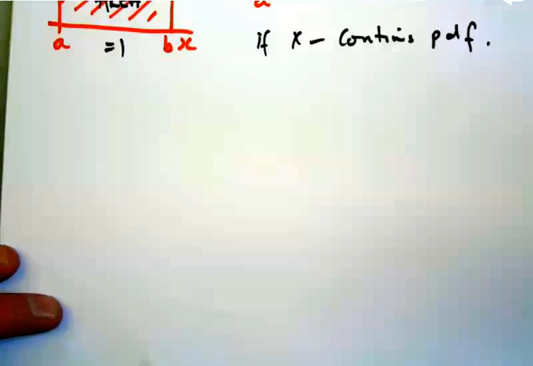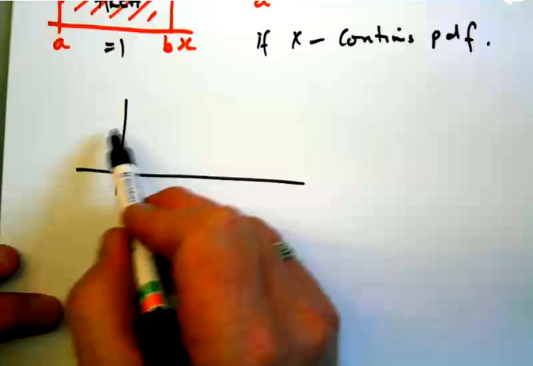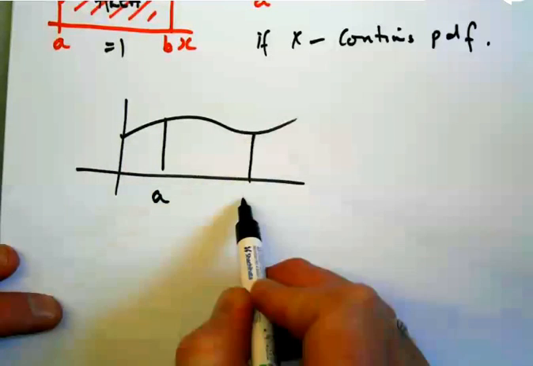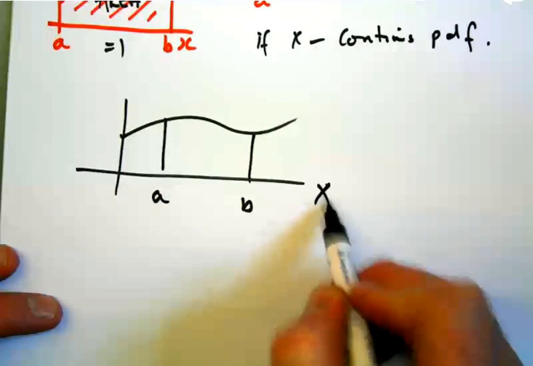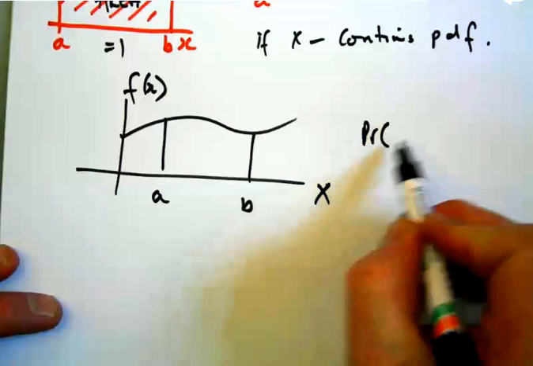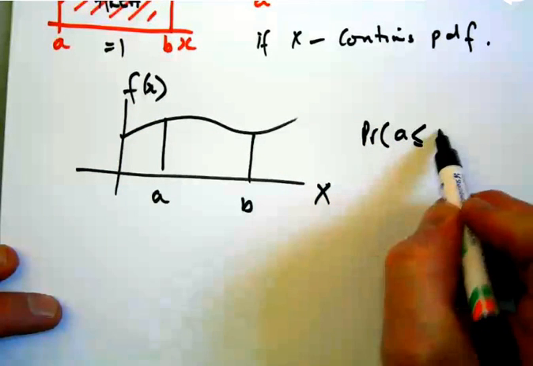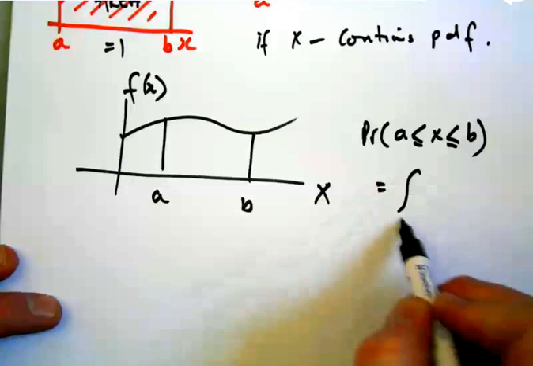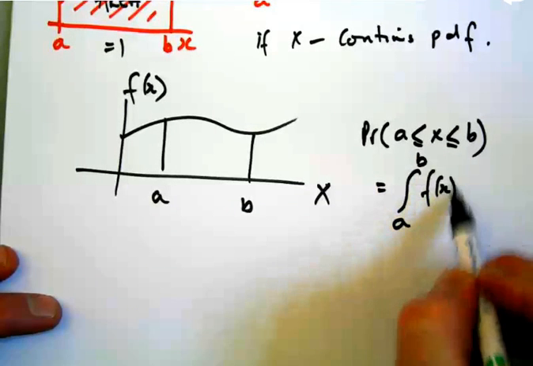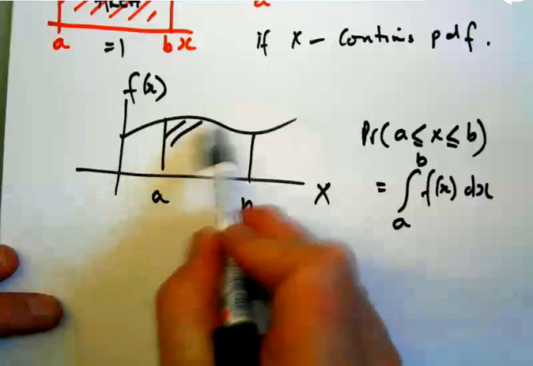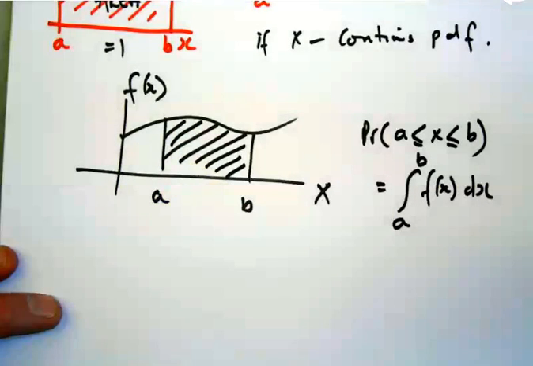So if I have a probability density function from a to b, and this is f of x, then the probability that x goes from a to b will equal the integral from a to b of f of x dx. And that will represent this particular area between the curve and the x-axis.